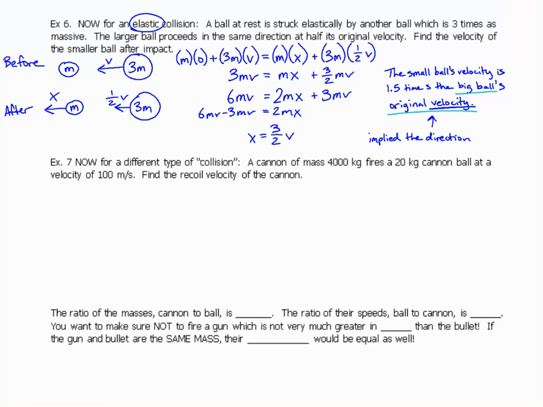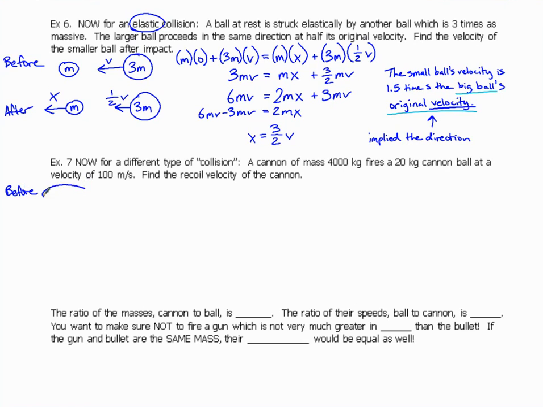Example 7, now for a different type of collision. A cannon of mass 4,000 kilograms fires a 20 kilogram cannonball at a velocity of 100 meters per second. Find the recoil velocity of the cannon. And for these, we're going to draw the picture still. Doesn't need to be extremely detailed.